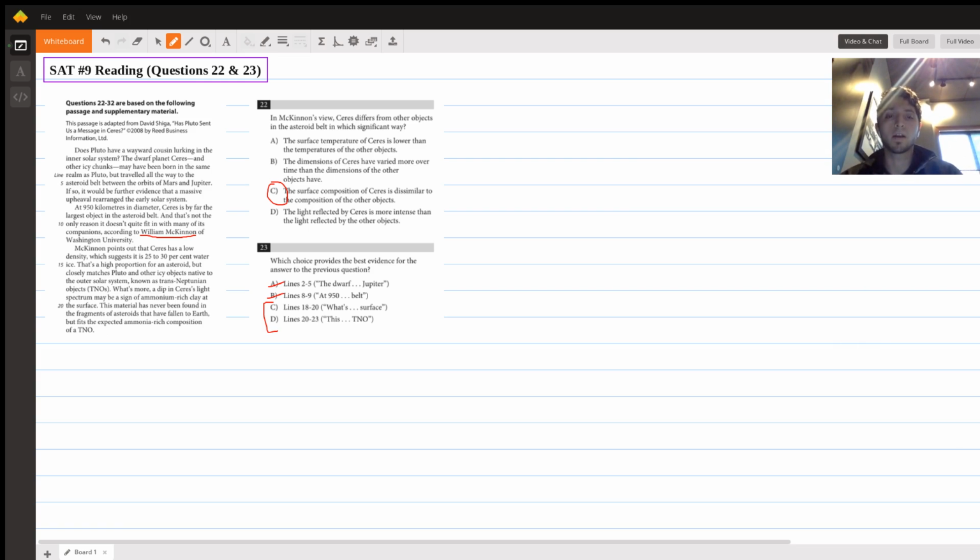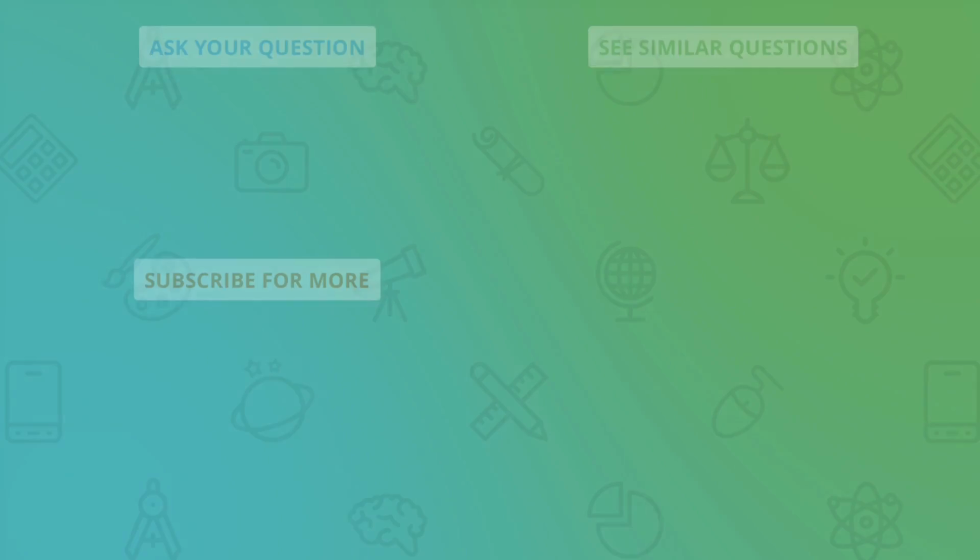I think the best line of thought here is to note that lines 18 through 20 only tell us that the dip in Ceres' light spectrum might be a sign of ammonium-rich clay at the surface. It only tells us that there is this ammonium-rich clay, whereas lines 20 to 23 tell us that this material has never been found in other asteroid fragments that have fallen to Earth. So only answer choice D, lines 20 to 23, tells us why the surface composition of Ceres is dissimilar to the composition of other objects. So we should choose that option as well. Eliminate C, choose D, and then our answer choices are C and D.